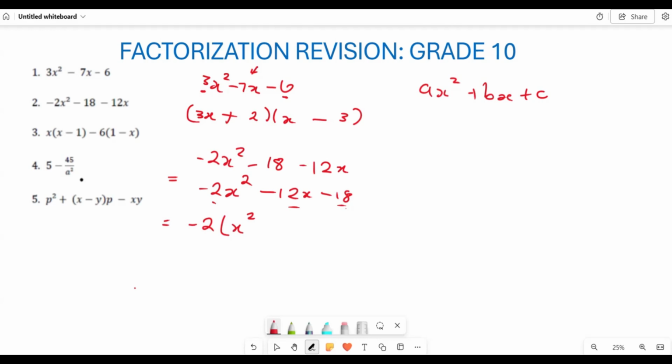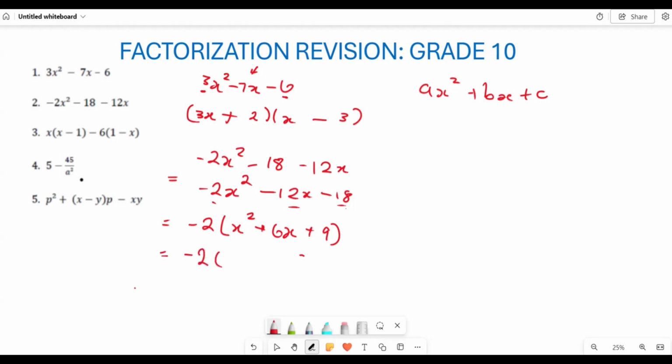Now if I take out negative 2 here, can you see that negative 2 multiplied by positive 6 gives me negative 12, which means this is going to be negative 6x. And then this one is going to be my positive 9 also, right? So now, which is what I am required to factorize. What is it that I'm going to do from here?